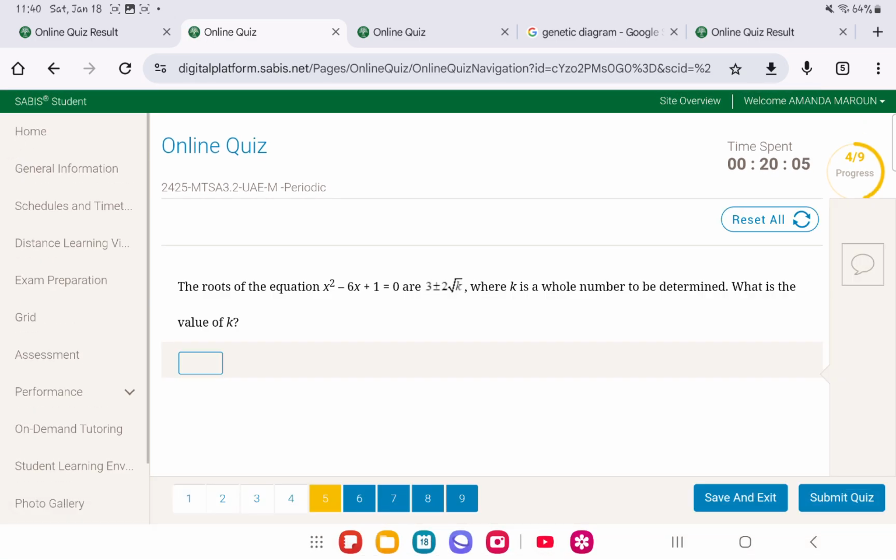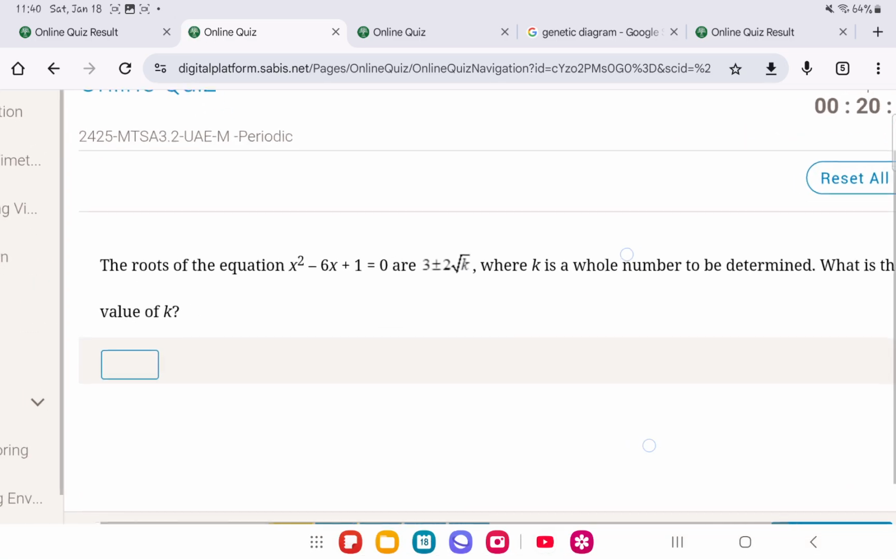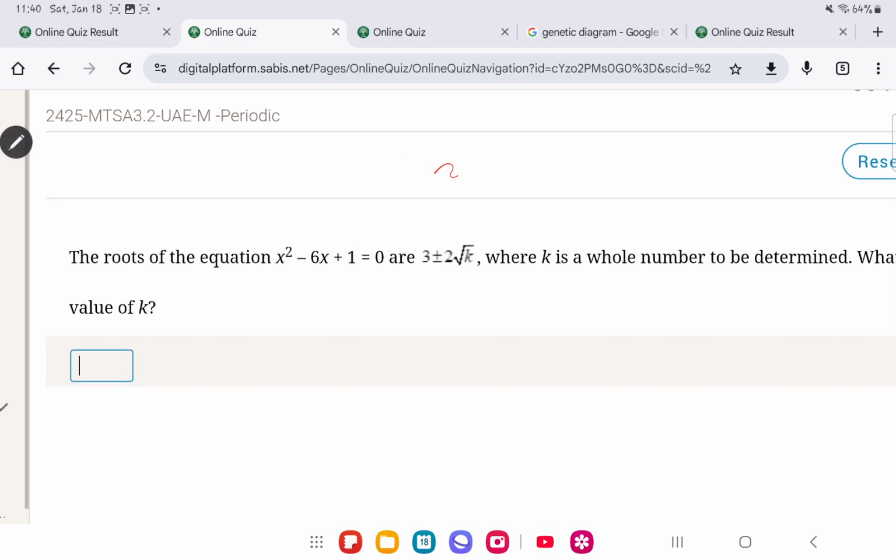Moving on to question number 5, they need us to find the roots. Very simply, to find the roots, the first thing we are going to find is the discriminant. Discriminant is equal to b squared minus 4ac. B in this case is minus 6, so minus 6 squared minus 4 times 1 times 1. So 36 minus 4, which is then 32. This is our discriminant. So we know that the root can be what?